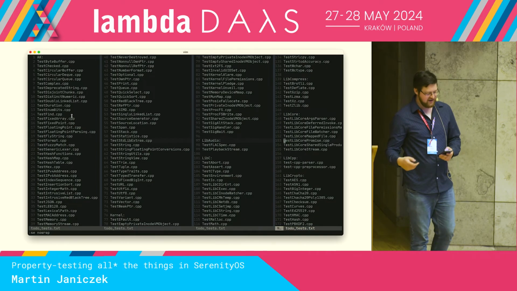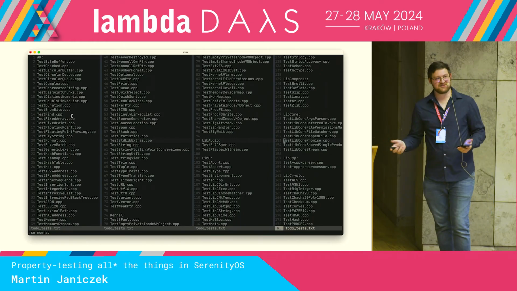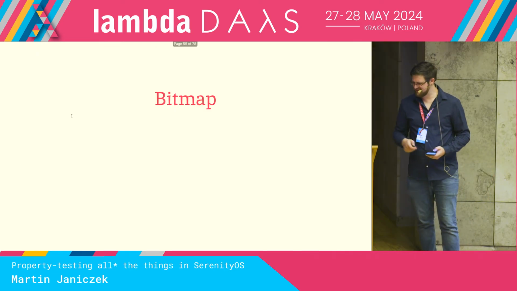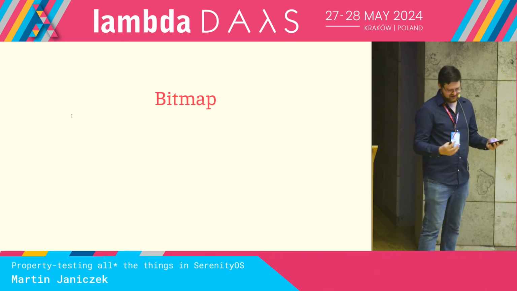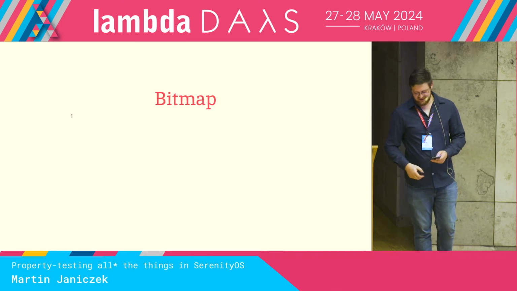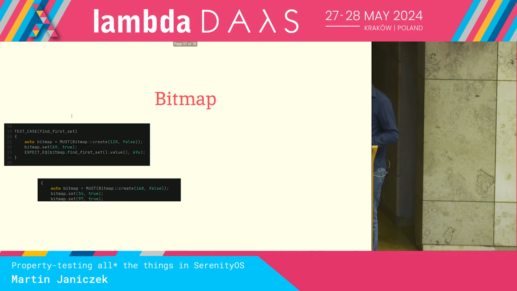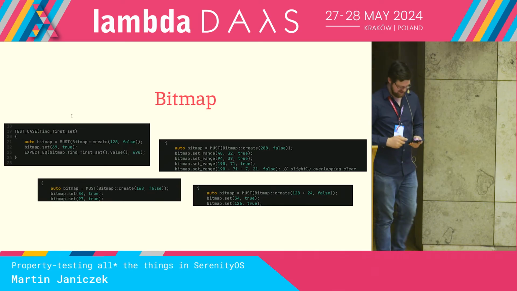In particular, the AK library has a bunch of data structures in it. And data structures are very nice for property testing. Very nice target. So my first target was the bitmap. Bitmap is basically an optimized version of a vector of bits or booleans. And the original tests were all creating bitmaps with sizes that were multiples of 8. And that's awfully convenient. That's kind of suspicious, if you ask me.